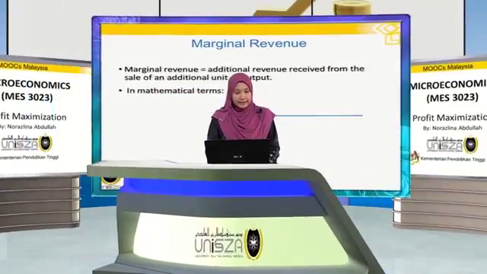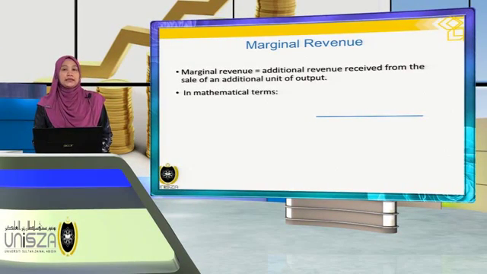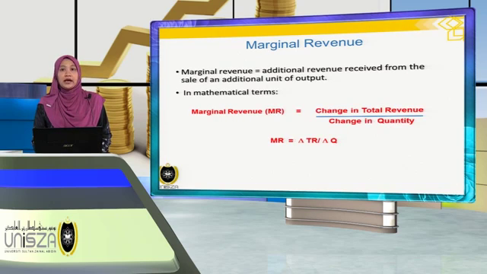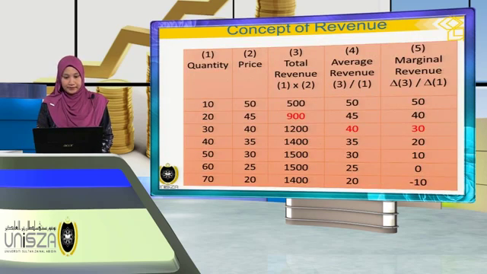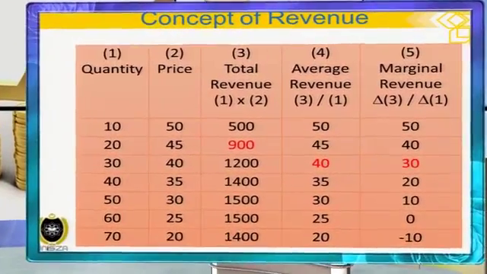Okay, the last one is the marginal revenue. In microeconomics, marginal revenue is the additional revenue generated by increasing product sales by 1 unit. It can also be described as the unit revenue the last item sold has generated for the firm. Okay, we can look at the table for the concept of revenue.